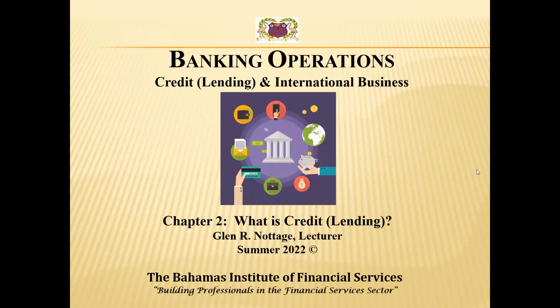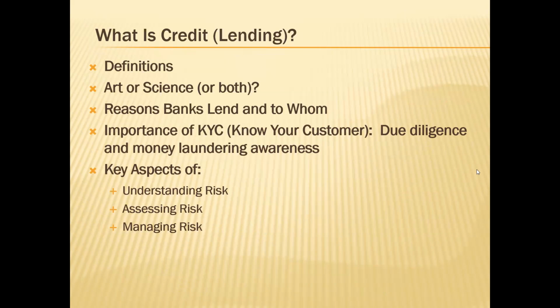Okay. Then we looked at what is lending. We looked at some definitions. We asked whether lending or credit is an art or a science, or is it both? And I think we all came to the conclusion that it is a bit of both. We looked at reasons banks lend and to whom they lend. We also looked at the importance of know your customer policies, due diligence, and money laundering awareness. And we also ended by looking at 3 key aspects of lending: understanding risk, assessing risk, and managing risk.